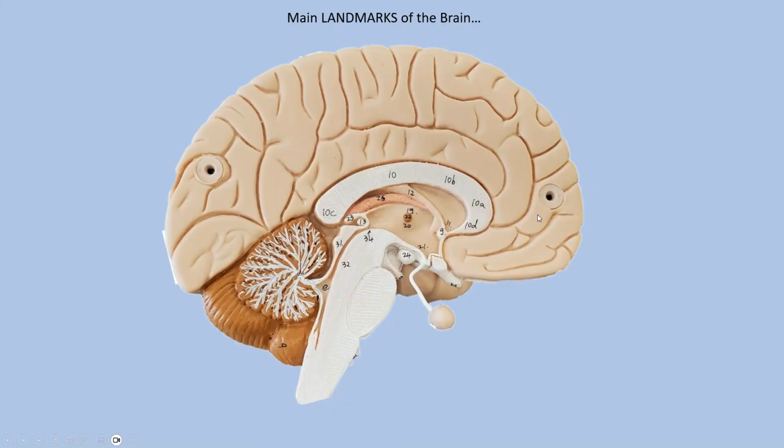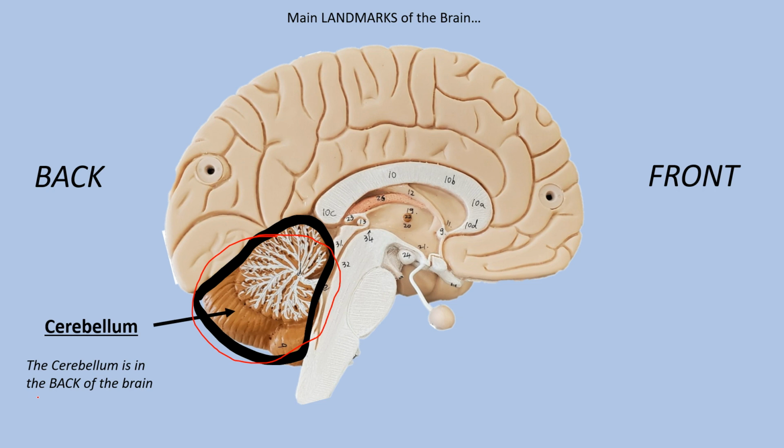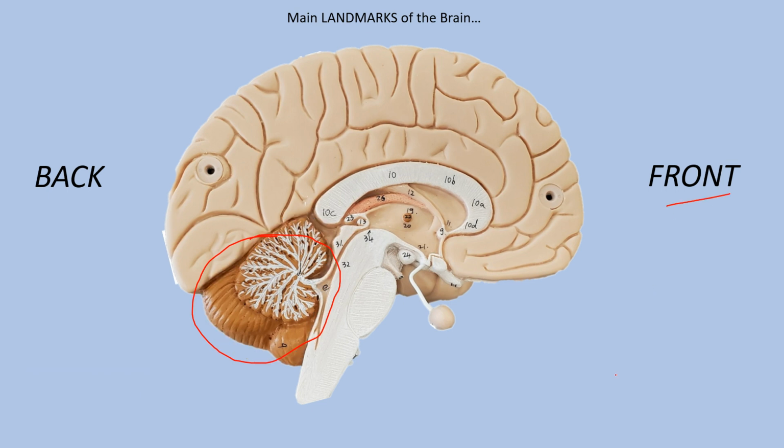Before we get started, there are a few major landmarks that you need to know before we even jump in. You need to be able to tell the front from the back. You could be looking at either the right side or the left side, and the easiest way to do that is to look for this structure right here. This is the cerebellum, and it lets you know that's the back of the brain. So therefore, you can figure out the front of the brain. It's on the opposite side.